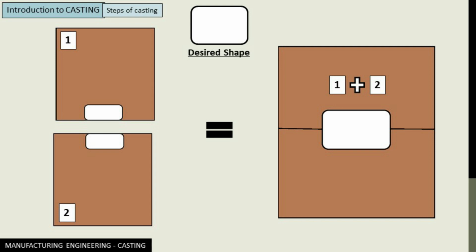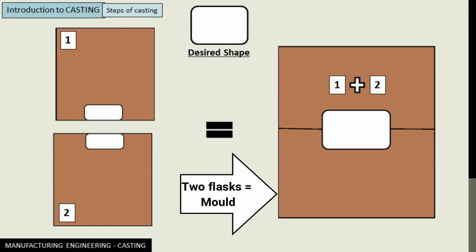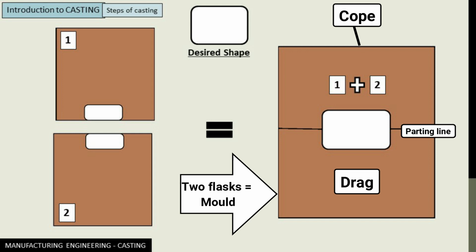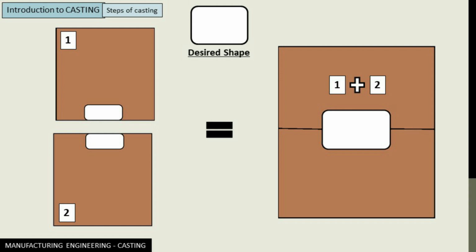As you can see here, the two flasks constitute a complete mold. This is your casting equipment. And in this mold, the upper flask is known as the cope, the bottom flask is known as the drag, and the line in between is known as the parting line.